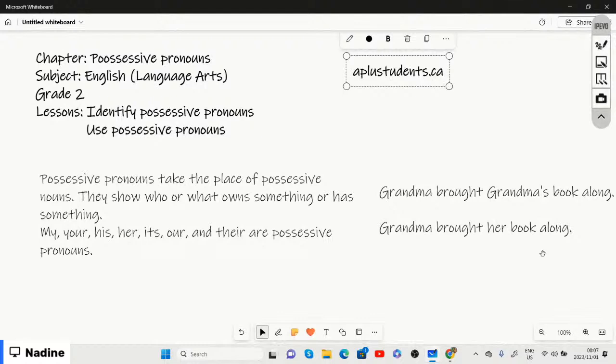And they show who or what owns something or has something. So if you own something or you have something, or it belongs to someone else, belongs to me, or whatever, then we use words like my, yours, its, theirs, ours, hers, his.